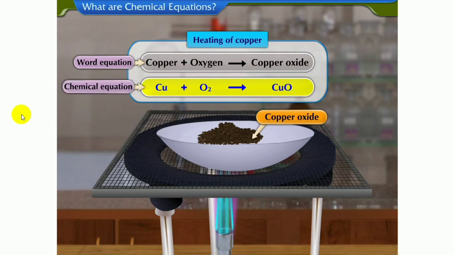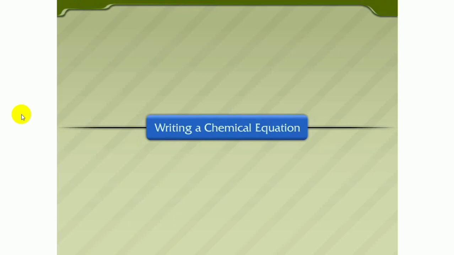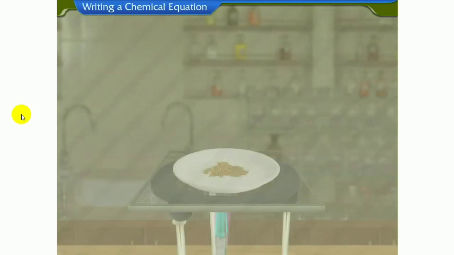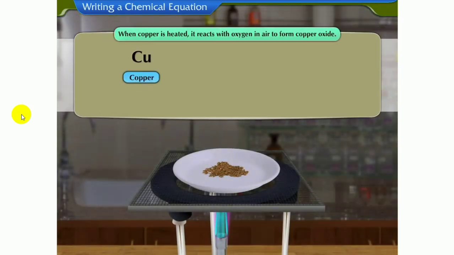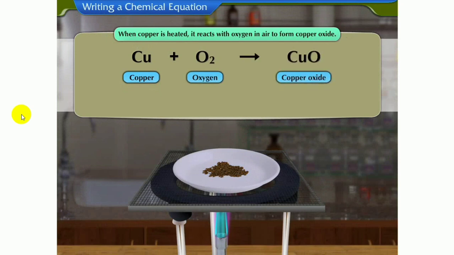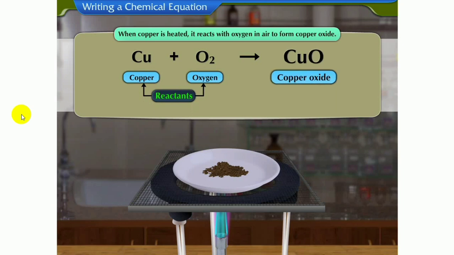Let us understand how to write a chemical equation. Writing a chemical equation. When copper is heated, it reacts with oxygen in air to form copper oxide. In this reaction, copper and oxygen undergo a change and hence are called reactants. The new substance copper oxide so formed in the reaction is called the product.